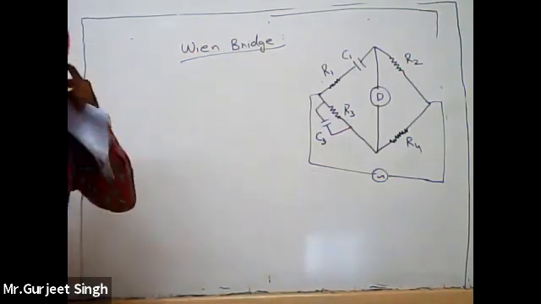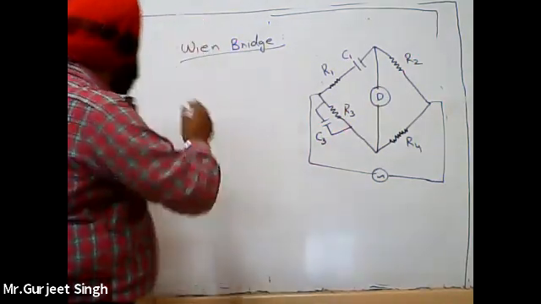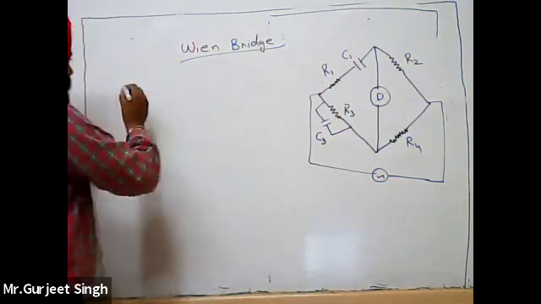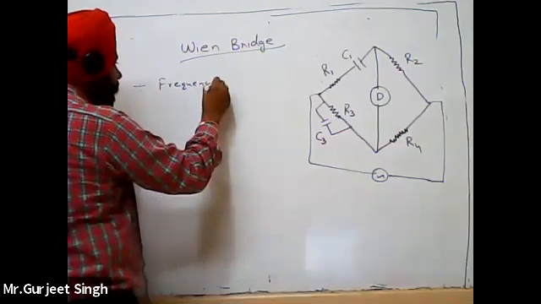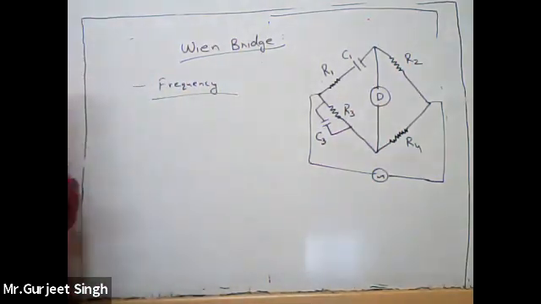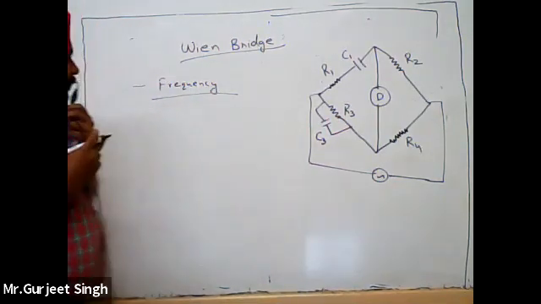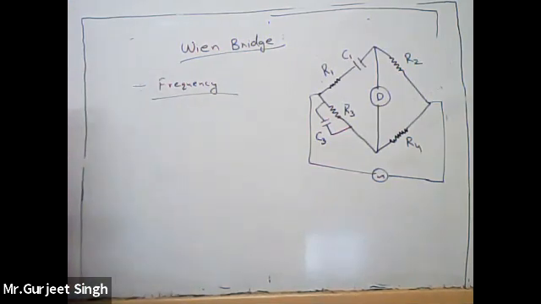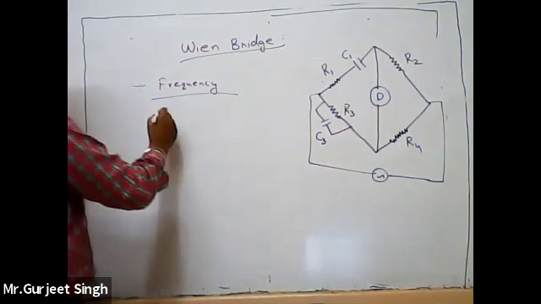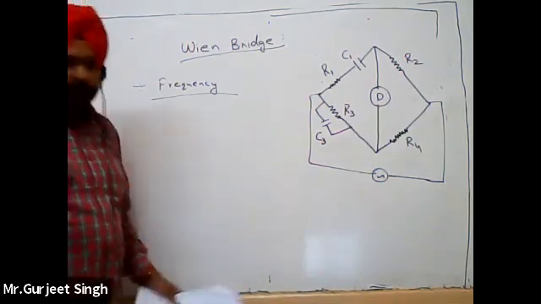So students, this is the last bridge of your unit number one, that is the Wien bridge. This bridge is used to find out the value of the frequency, that is, the frequency that we are using in the circuit. This bridge is important because it is used to find out the value of the unknown frequency. So this bridge has a specialty to find the unknown frequency.